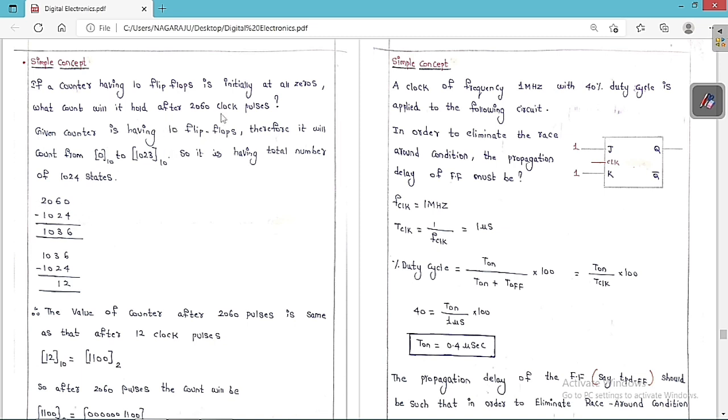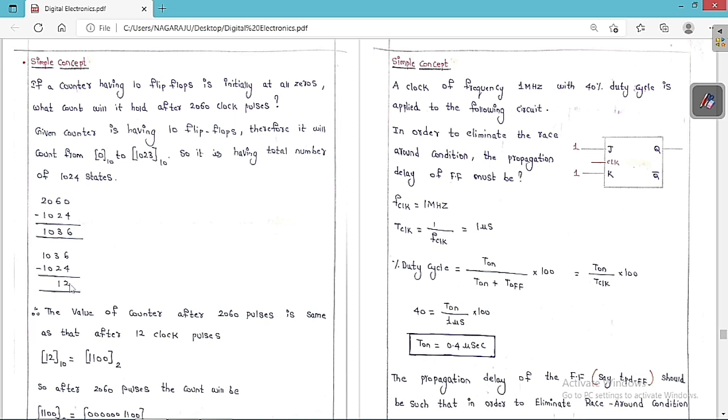Now in this question they are asking: after 2060 clock pulses, what is the count? First, we have to subtract 1024, the total number of states, from 2060. Then we get 1036. Again you subtract 1024 and you get 12. See, always try to get a number which is in the states only.